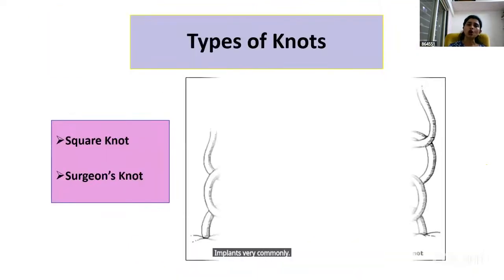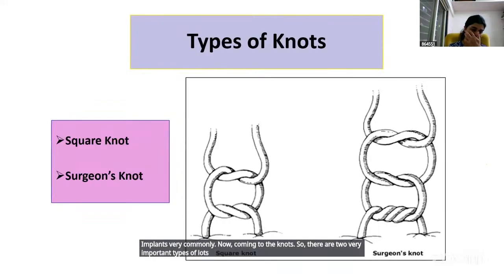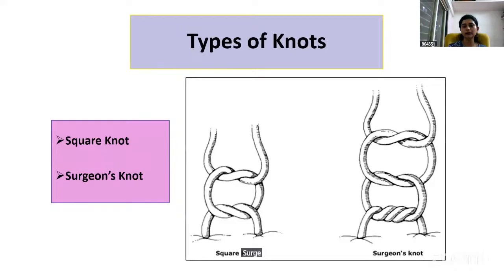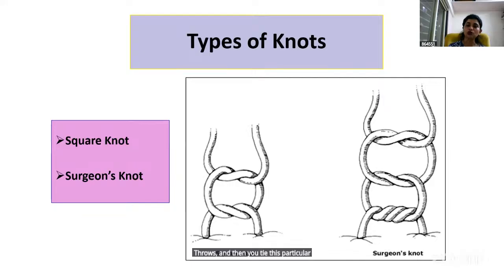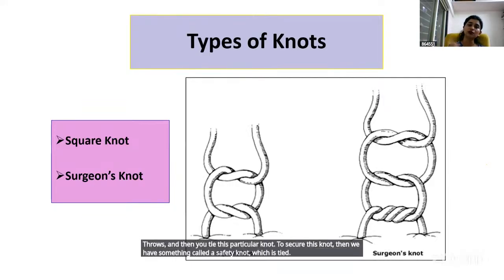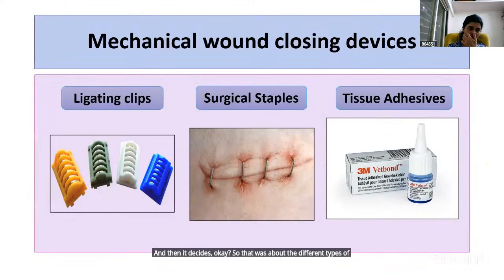Now coming to the knots. There are two very important types of knots: either the square knot or the surgeon's knot. The surgeon's knot is very, very commonly used, which involves two clockwise throws, and then you tie this particular knot. To secure this knot, we have something called a safety knot, which has a throw in the anti-clockwise direction, and then it is tied. So that was about the different types of knots.